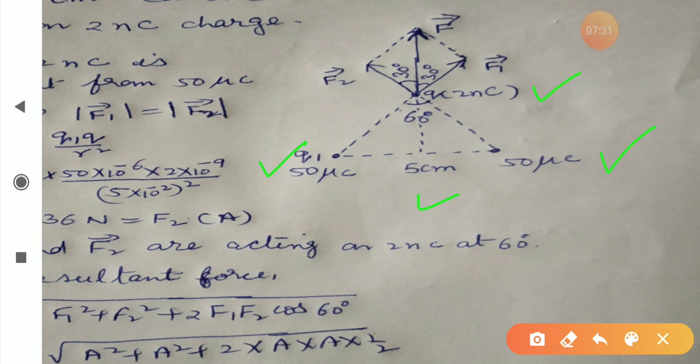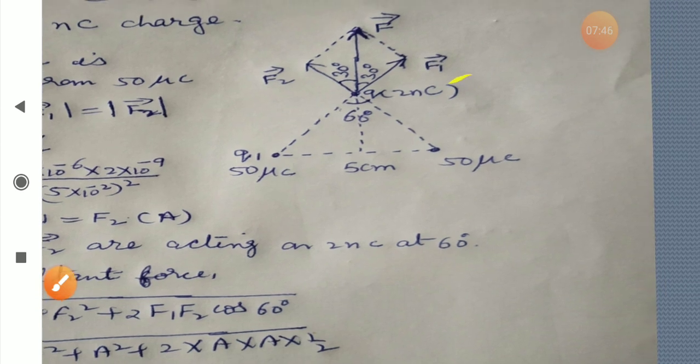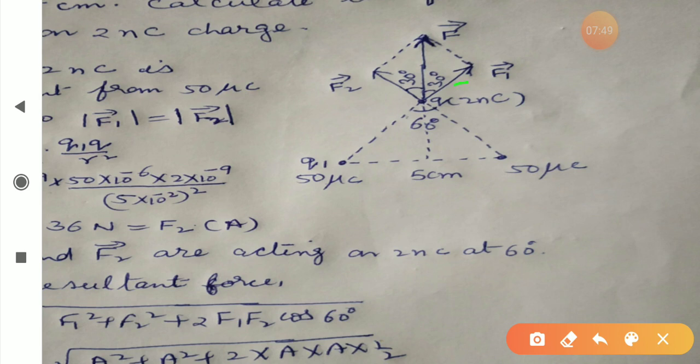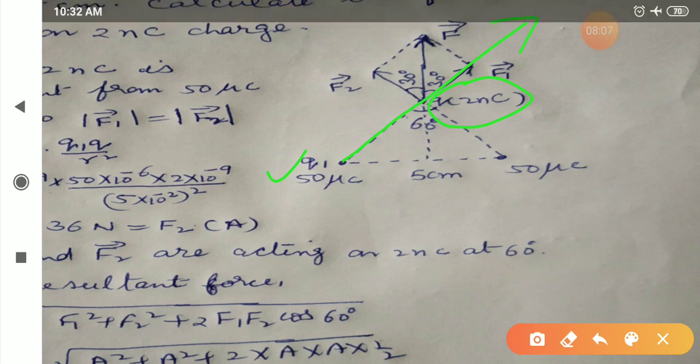Now, this charge 2 nanocoulomb will experience force due to each of the charges, 50 microcoulomb as well as 50 microcoulomb. So now the force on this 2 nanocoulomb due to 50 microcoulomb will be a repulsive force. They both are positive charges, and the force will act along the line joining the two charges, as you can see, right?